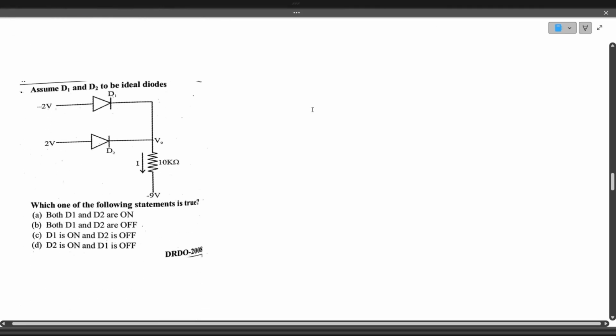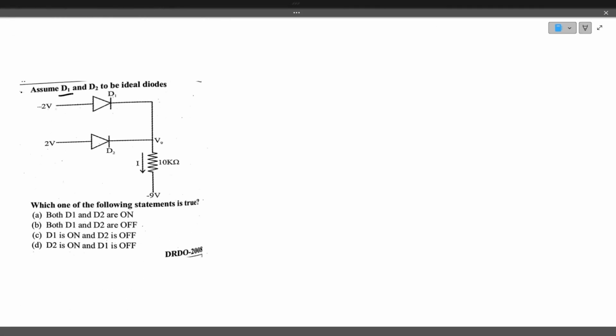Now let's see one more question. Assume diodes D1 and D2 to be ideal diodes, so there is no voltage drop across the diodes. Which of the following statements are true? Whenever this kind of question is asked, you have to first find out which diode has the highest potential difference across it.